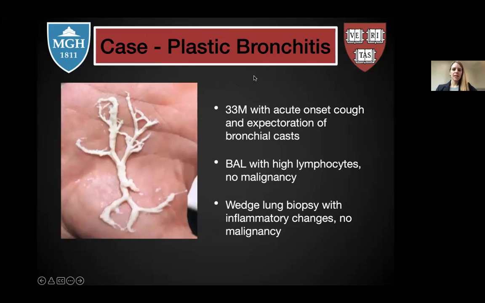So I have another case of plastic bronchitis. This was a 33-year-old male with acute onset of cough and expectoration of bronchial casts. This was a picture that he submitted. He underwent an extensive workup, including lavage, which showed high lymphocytes. He also presented with an incidental testicular mass. And so there was an extensive workup for any evidence of metastasis. This was found to be a pure seminoma, and he was not found at any point to have any metastasis. But he did undergo a wedge lung biopsy, which showed inflammatory changes and no malignancy.